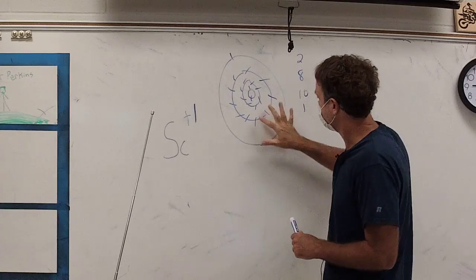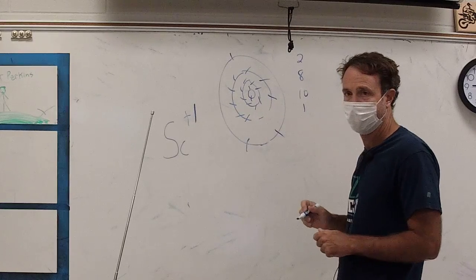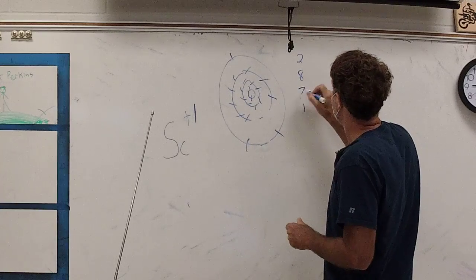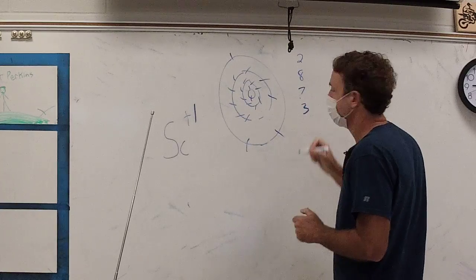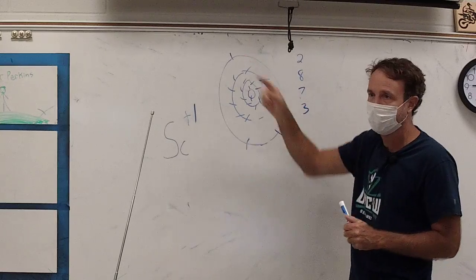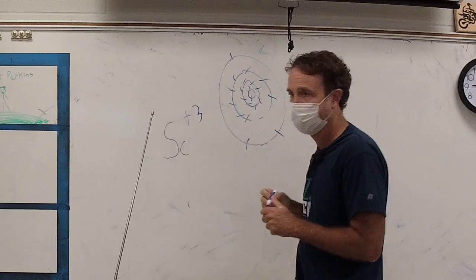Sometimes one of those extra Ds can be out here. And you could have 2, 8, 7, and 3. And see those 3 valence electrons now? That will be scandium +3.